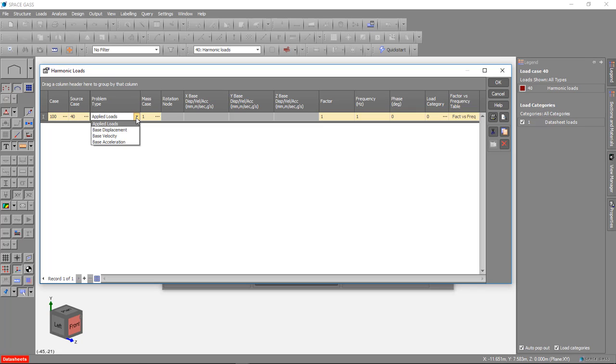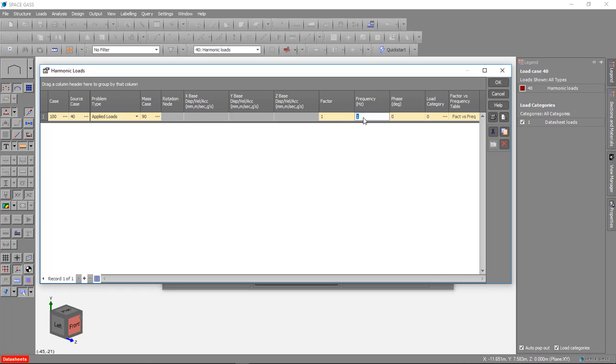The problem type allows us to choose the type of analysis we want to do. For this particular example we're using applied loads, but if you've got a situation where the base of the structure or the support part of the structure is vibrating, you could also model it as a base displacement, base velocity, or base acceleration. You might use some of those for an example like a shaker table. We've got our masses in load case 90. Moving across to the factor, it's normally 1, but if you wanted to factor up or down the effect of the harmonic loads, you could put a factor there.